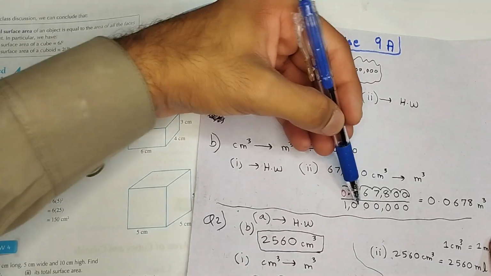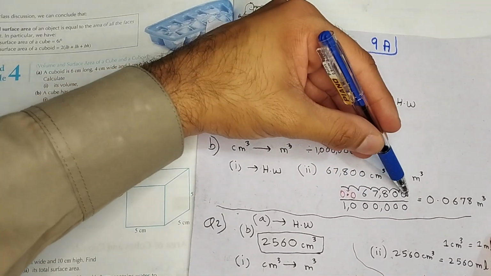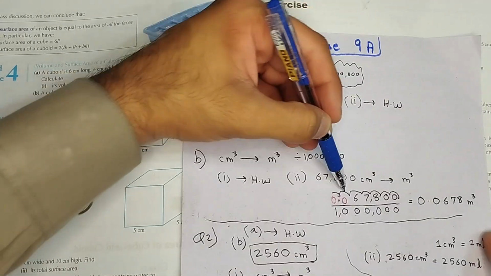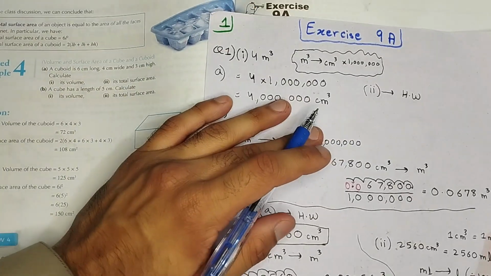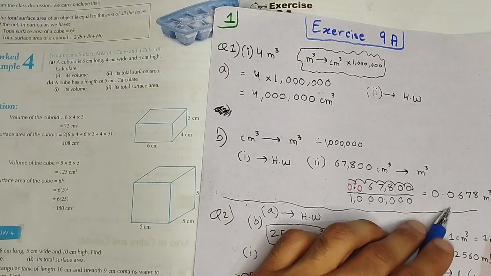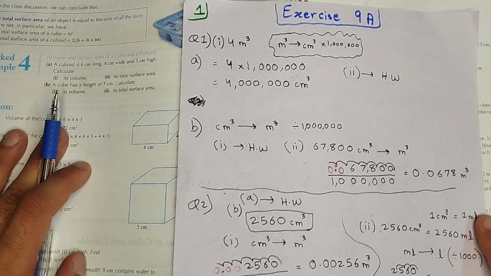So what are you going to do? A million has how many zeros? 1, 2, 3, 4, 5, 6. A million has 6 zeros. So you're going to jump 6 times. 1, 2, 3, 4, 5, 6. You're going to jump 6 times, so you're going to add a point after that. Okay, so we got 0.0678. Basically 0.0678 is going to be your cubic meter volume, right?